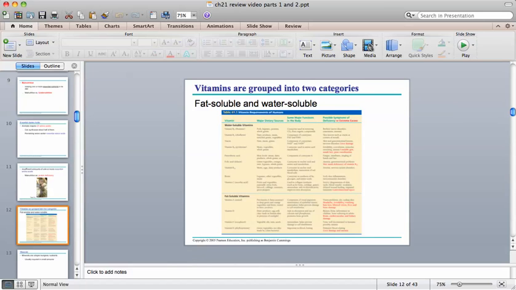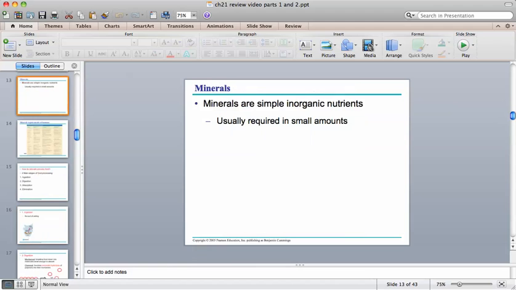Whereas the fat-soluble vitamins, if you take in a lot of these fat-soluble vitamins and you have the fat to absorb them or help absorb them, they will be stored in your fat tissues because they are fat-soluble. So you can actually have these vitamins build up in your tissues and cause some pretty significant issues as a result. So you want to be wary of that.